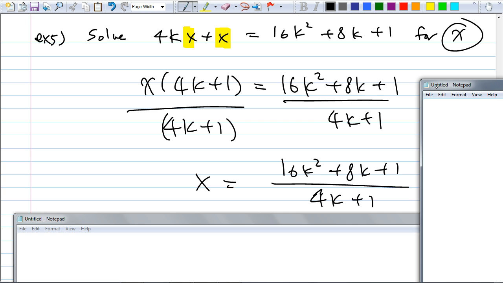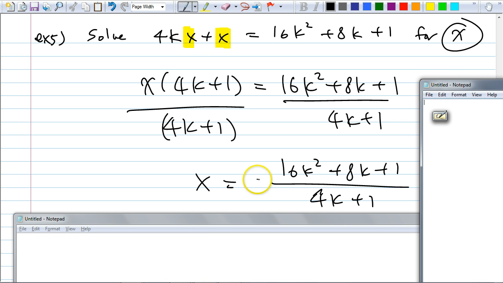Turns out that right side isn't simplified. Anybody see why 16k squared plus 8k plus 1 over 4k plus 1 is not simplified? How about Matthew? Why do you think this is not simplified? You're right. You have a trinomial, you should see whether it factors. And do you think it's going to factor? Yes, it will. Go ahead. Everybody factor the trinomial on the numerator. I think it's going to cancel out with the denominator. Okay, go ahead. Everybody try. I'll wait.